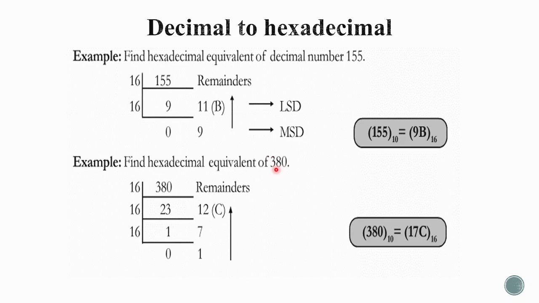Next example, 380. 380 is divided by 16. We get 23 as the answer and 12 is the remainder. Then 12 is replaced by C. C is the symbol. Next, again this 23 is divided by 16. We get 1 as the answer, and 7 is the remainder. This 1 is again divided by 16. We get 0 as the answer, 1 is the remainder. Then what to do next? Next, record these remainders in the reverse order. So the answer is 1, 7, 12. Instead of 12, we have to write C. So 1, 7, C to the base 16. Don't forget to denote the base over here. So 17C is the answer.